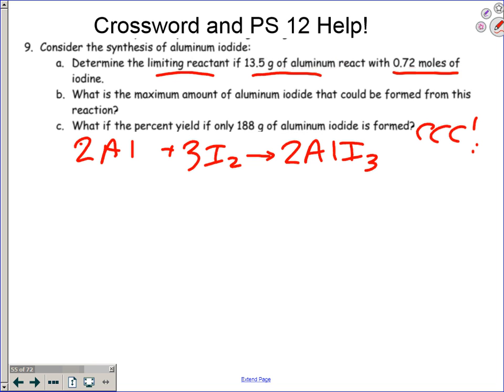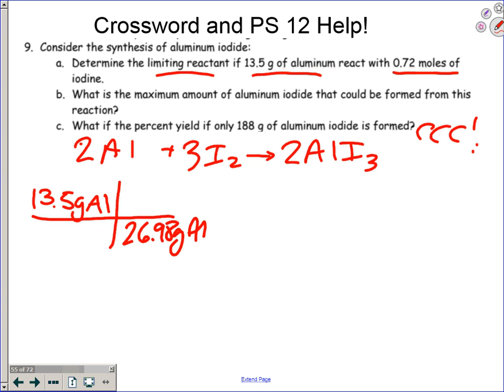What do I do with the 13.5 grams? 13.5 grams of aluminum. Yep. And then we know that roughly 27 grams of aluminum equals 1 mole of aluminum. So what am I converting to? We're converting to moles. Okay, so we're taking grams to moles, right? Always first step is go to moles. So 26.98 grams of aluminum, 1 mole of aluminum. Ready when you are. Somebody's going to calculate this for me? 0.500 moles of aluminum.